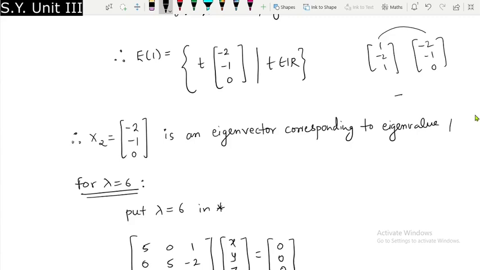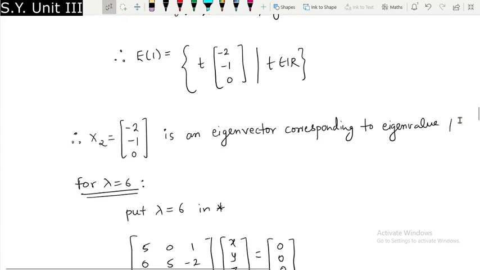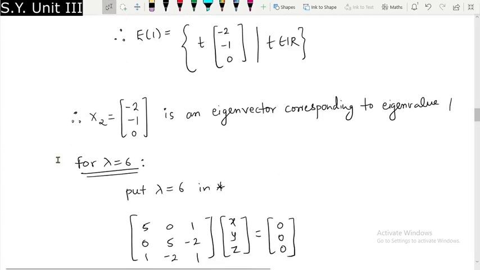So 1 multiplied by minus 2 is minus 2, minus 2 multiplied by minus 1 is plus 2, and 1 multiplied by 0 is 0. So your answer is 0. So you can see that these two vectors are orthogonal. Similarly you can check the first and the second one, minus 2, 1, 0.